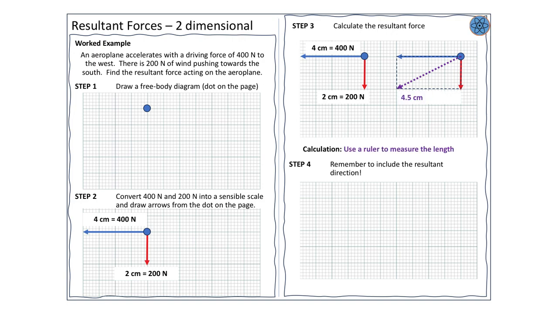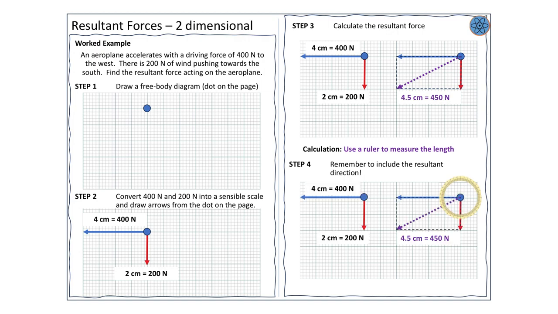So to find the magnitude or the value of this resultant force, we need to use our ruler, and in this example it measures 4.5 centimetres. So the next part is to convert it back into newtons. Now earlier we said 1 centimetre was worth 100 newtons. This time we've got 4.5 centimetres, so that's then worth 450 newtons.